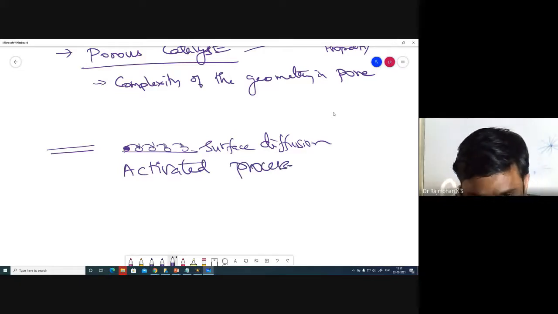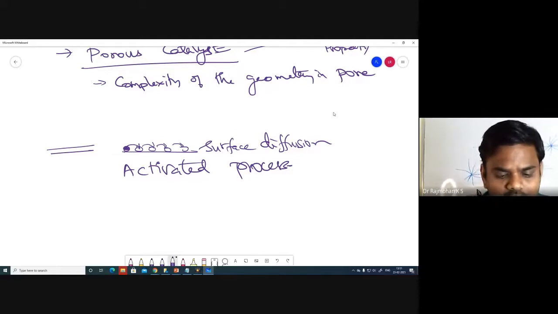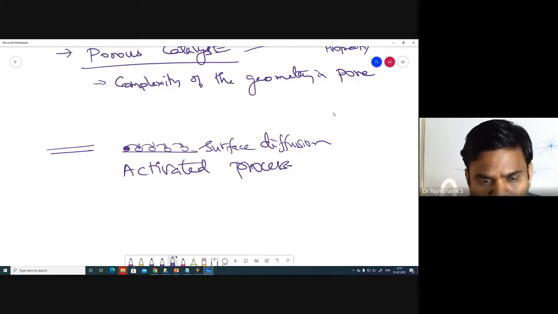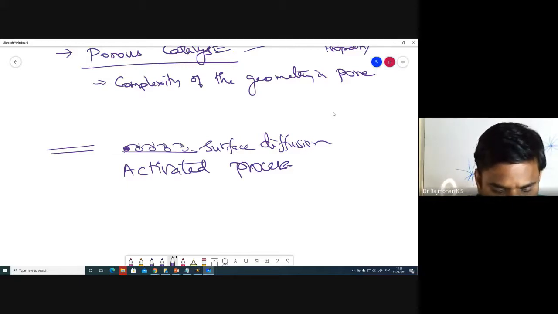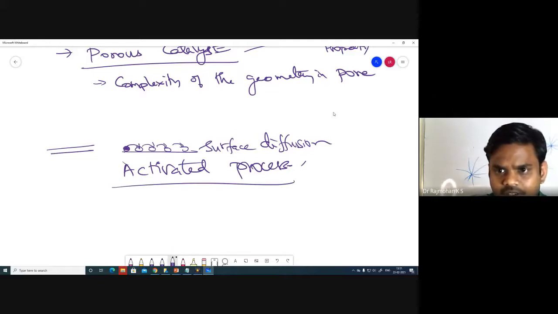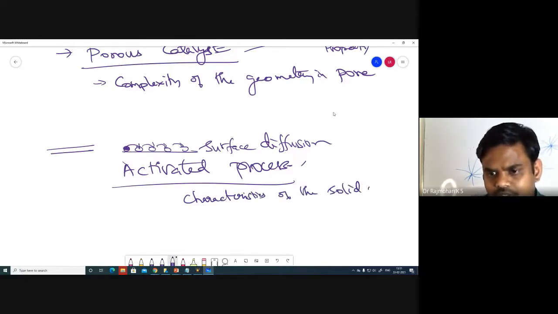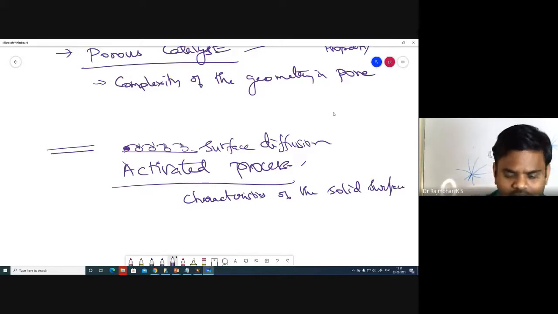What is happening here? Once a fluid particle is adsorbed to the surface or on the pore walls, the adsorbed solute, either oxygen or hydrogen, may be moving to an adjacent active site on the surface. So this is called surface diffusion, and this is an activated process. When we say it is an activated process, what does it mean? As I told earlier, it depends upon the characteristics of the solid surface, and depends upon the solute also.